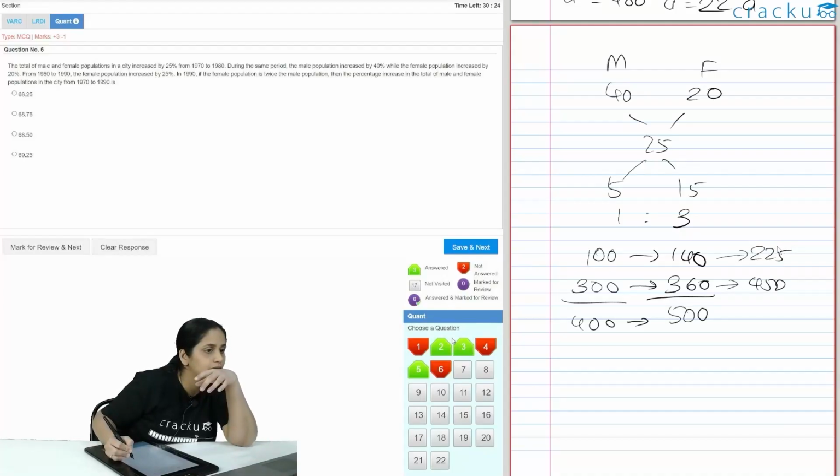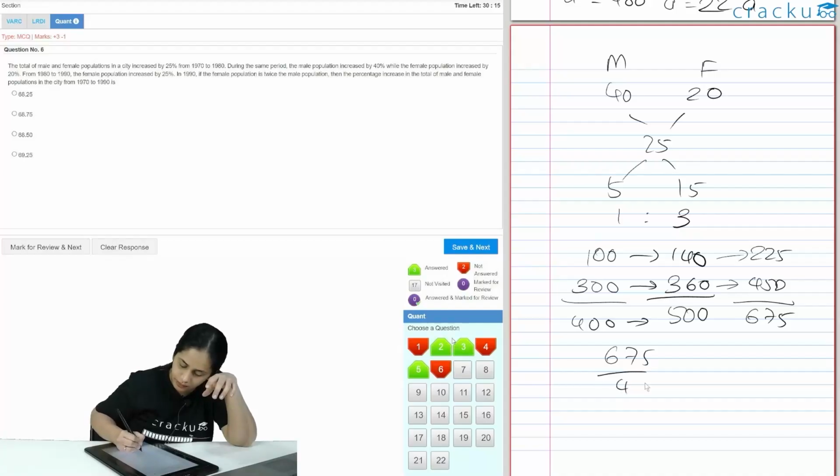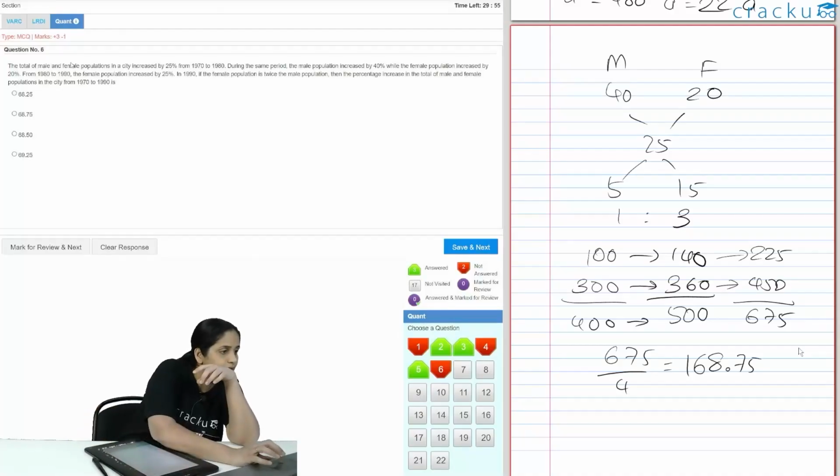Then percent in total male or female population from this to this is how much? 675. So that is 675 by 400 by 4. So that is equal to 27. So that is 35 is 168.75, 68.75.